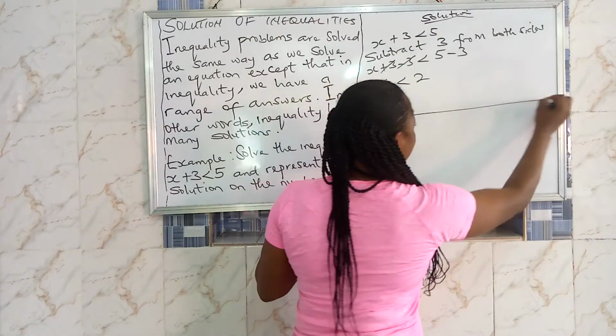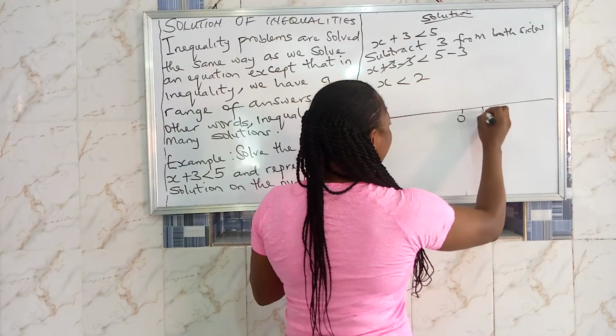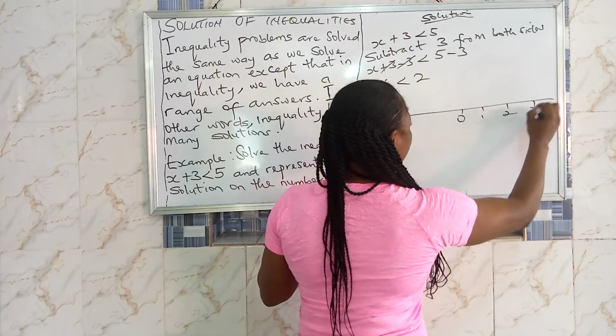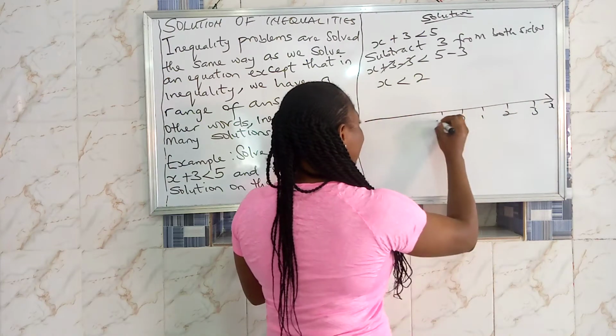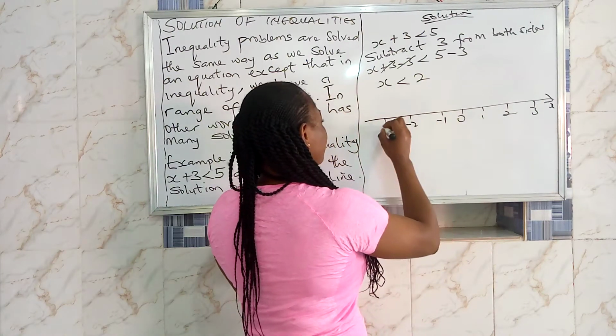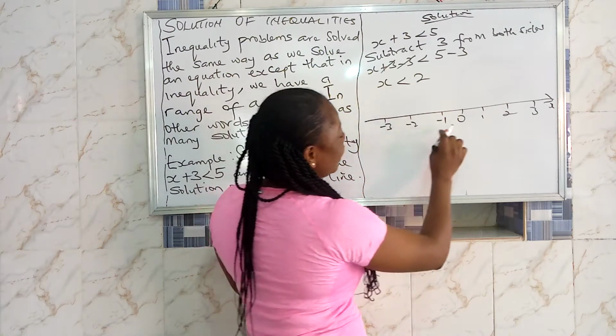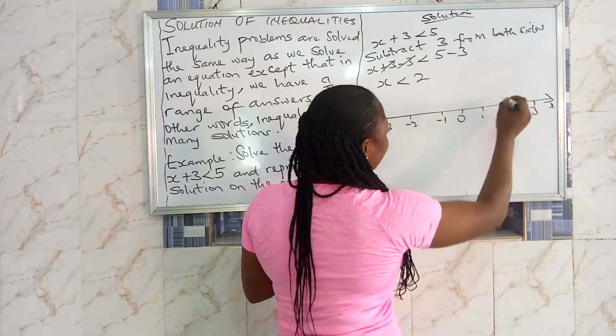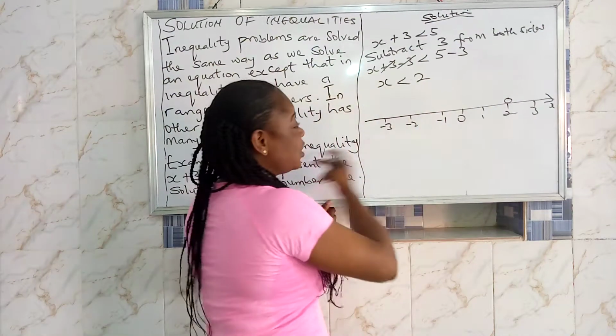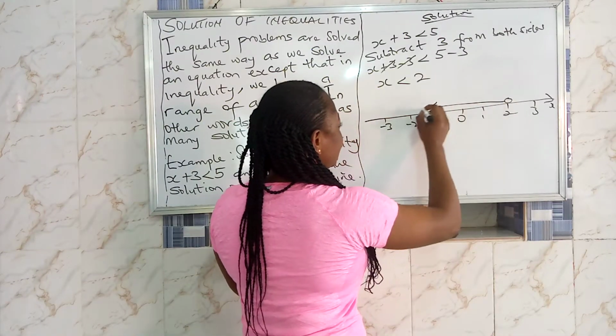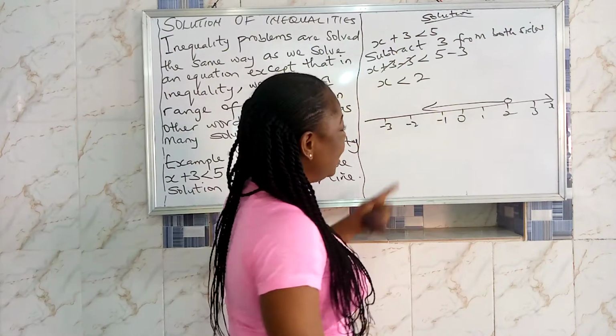If I want to represent this on the number line, I have 0, 1, 2, 3. Here I have minus 1, minus 2, minus 3. So for me to represent this, I'll go to where I have my 2 and put a small circle there. And this less than is pointing to this side. So that means this is the graph for x is less than 2.